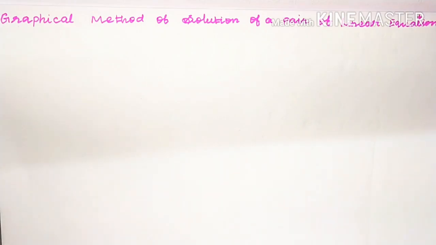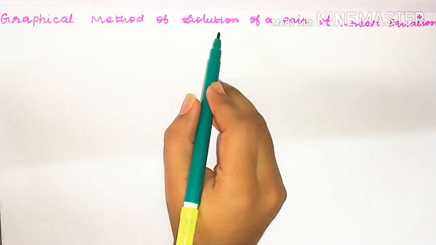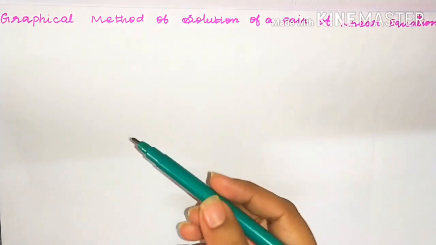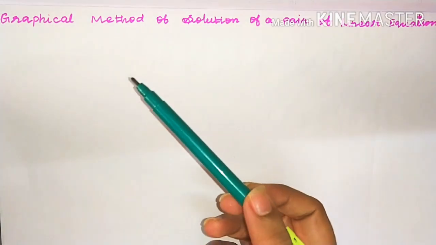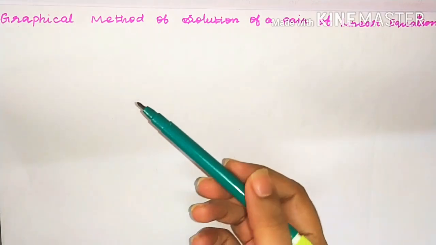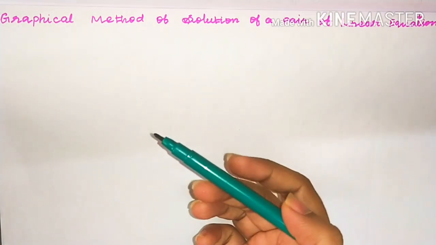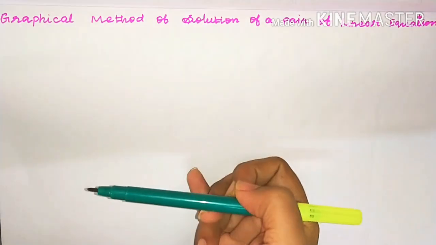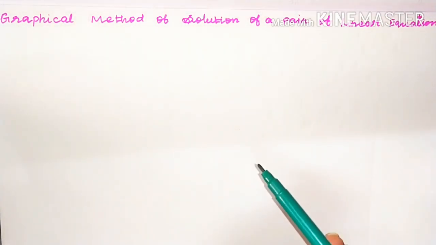Today we are going to learn the graphical method of solution of a pair of linear equations. In the previous section you learned how to draw the graph for a linear equation and how to plot the points. In this section we are learning about consistent and inconsistent pairs of linear equations.